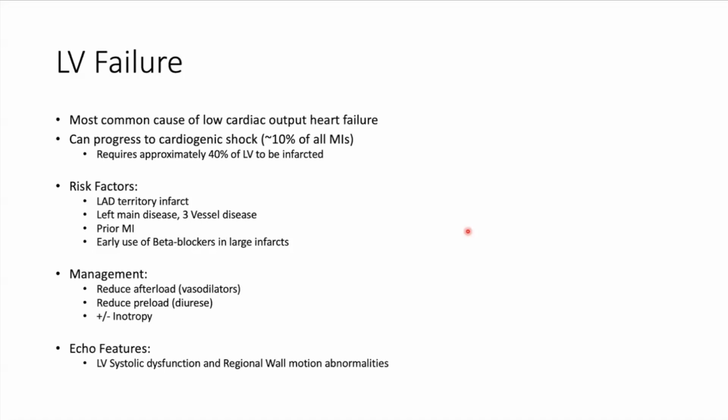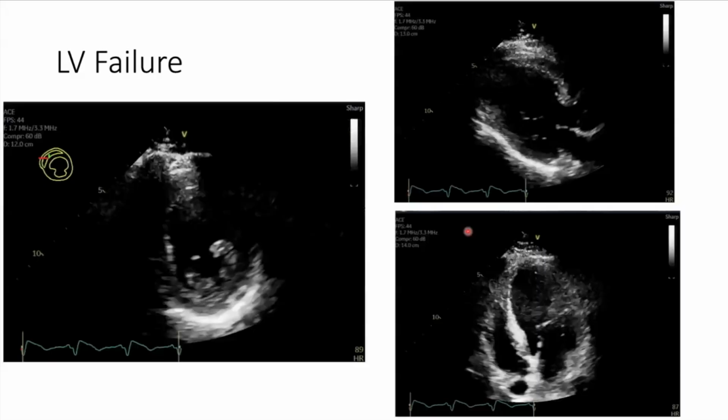The main echocardiographic features that we're looking for are systolic dysfunction and regional wall motion abnormalities. There's different ways to measure that. What we most commonly use is Simpson's biplane, but there are fancier ways of doing it, like 3D echo, but the main thing we're looking for is the systolic dysfunction in these patients.